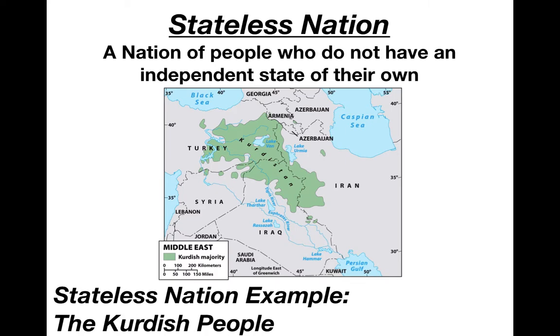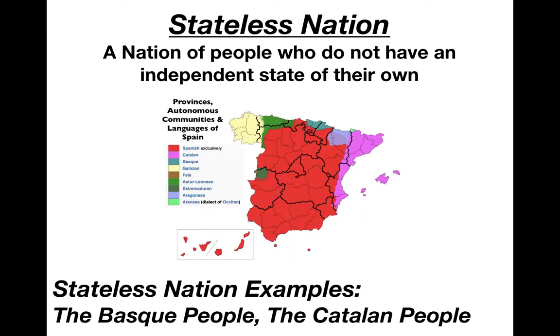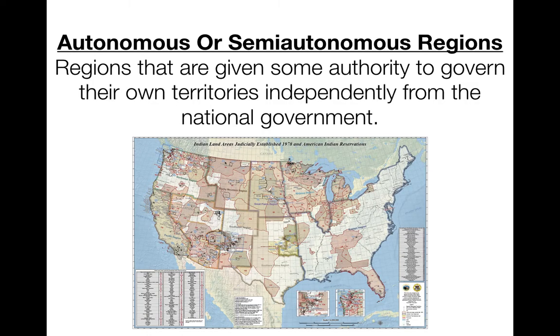The Kurds are an example of a stateless nation. This is a nation of people who do not have an independent state of their own. Two other examples are found in Spain, the Basque people and the Catalan people, both of whom identify as a nation, but do not have their own sovereign state.